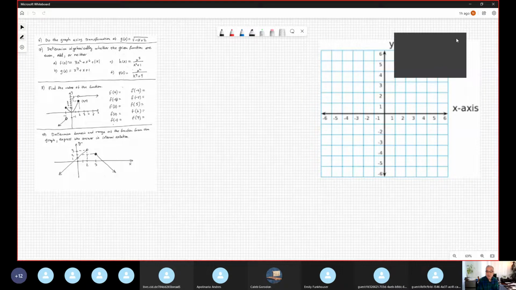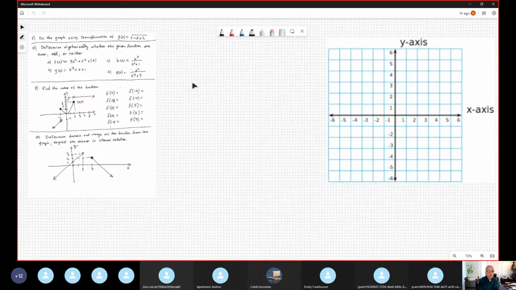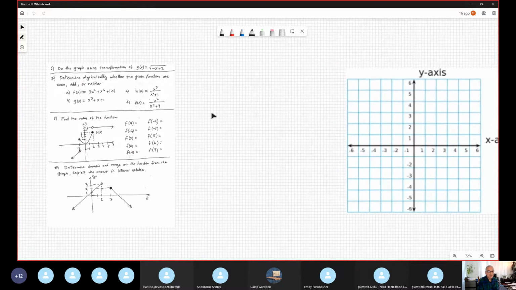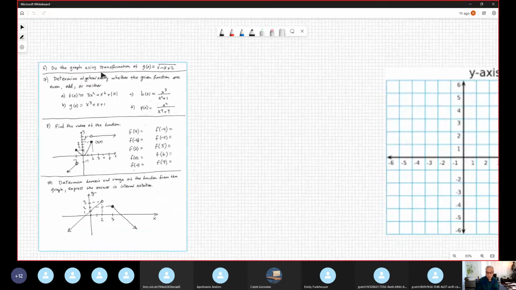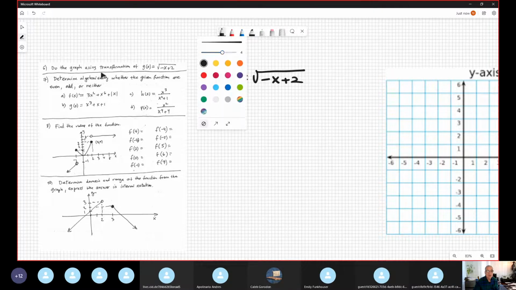Okay, we are doing the second page of the review. In the second page of the review, you have doing transformation one more time. I need to do the graph of the function g of x equal square root of minus x plus 2. This is the case in which I need to see the transformation, because I saw something.